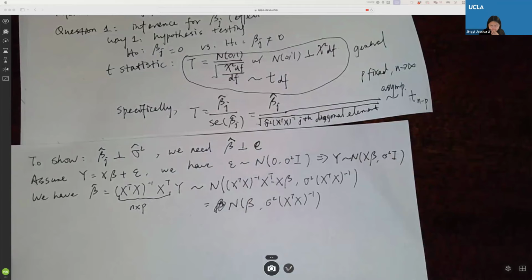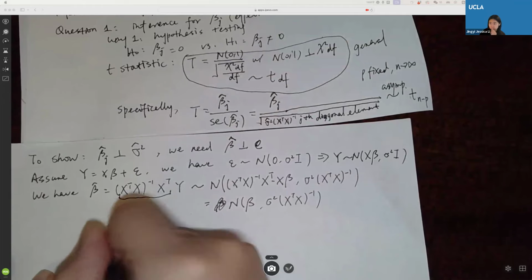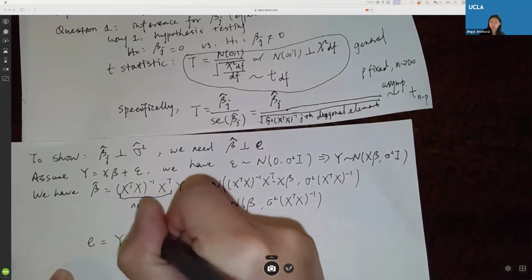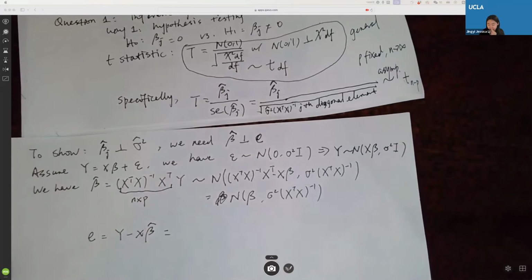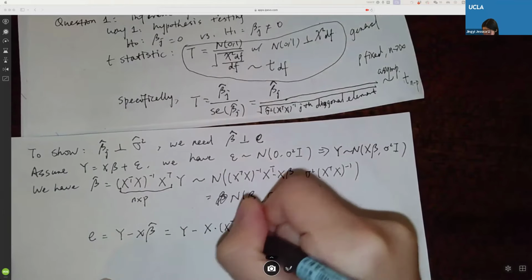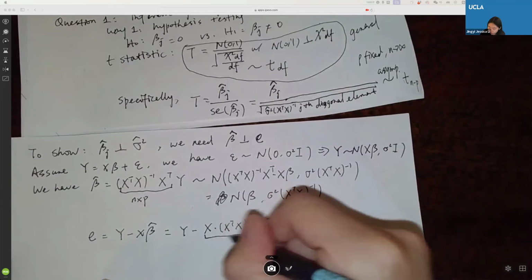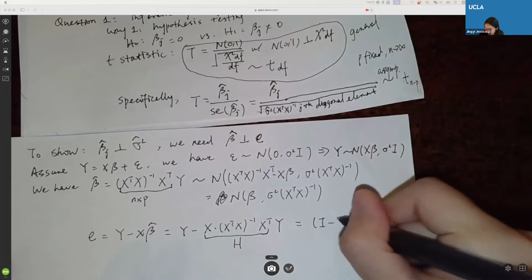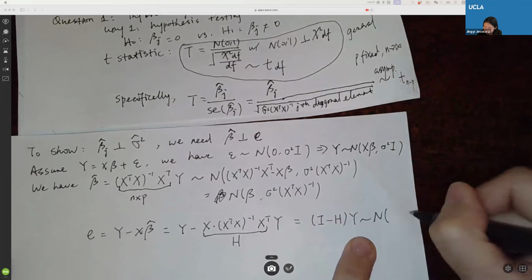One more thing is about the error term, E. E is Y minus X beta hat, the residual. We can put in beta hat, if you remember our definition of the hat matrix last time. So this is X times X transpose X inverse X transpose Y, and this is what we call the hat matrix. In other words, this residual vector is identity minus hat matrix times Y, and it's also a normal random vector.